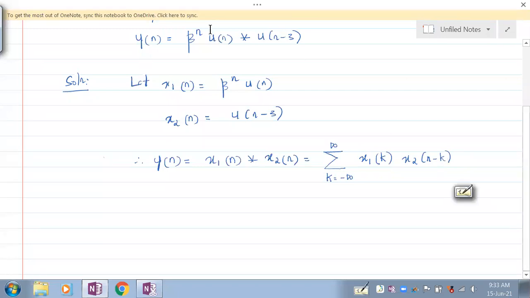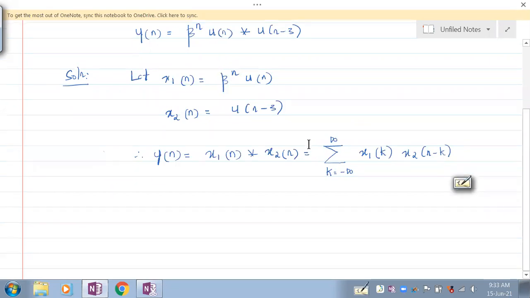Now we need to bring in these x1 of n and x2 of n in this place. But this x1 of n would be represented as x1 of k. That means in place of n, I need to bring in k. Similarly here, in place of n, I need to bring n minus k. Understand that? So that we need to do now.